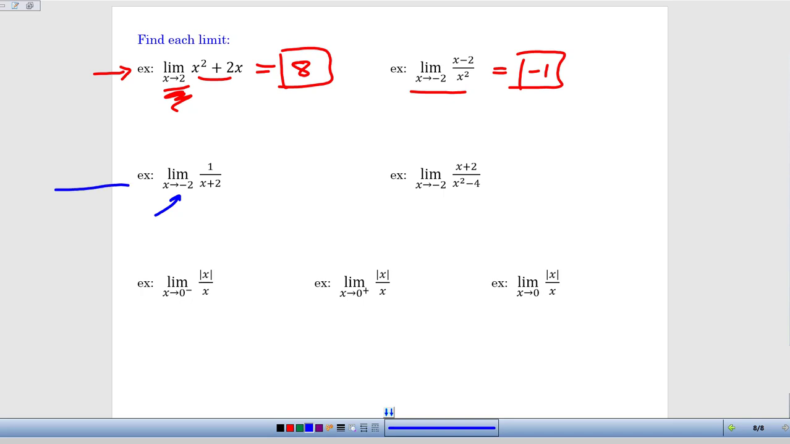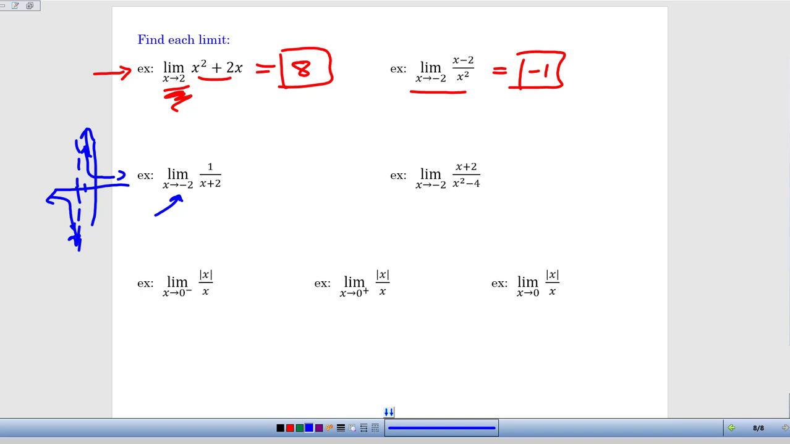If I was to sketch the graph of this, I would go to -2 and put in a vertical asymptote, and I'd have two separate branches to the graph, one looking like this and one looking like this. What this tells me is, as I get closer and closer to an x value of -2, my graph just goes haywire. On one side, the graph is shooting up to positive infinity. On the other side, my graph is going down to -infinity.